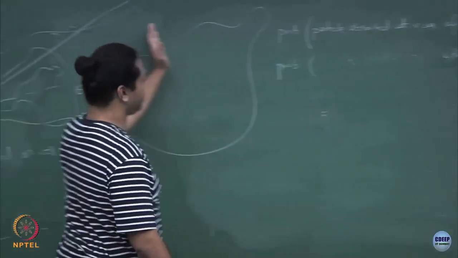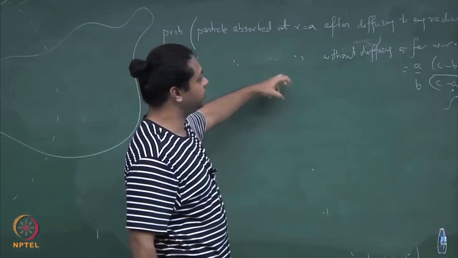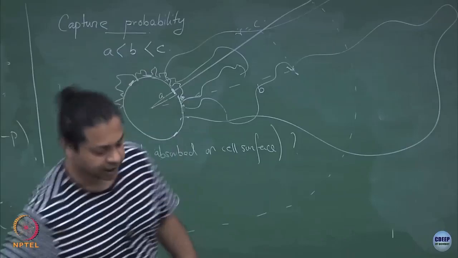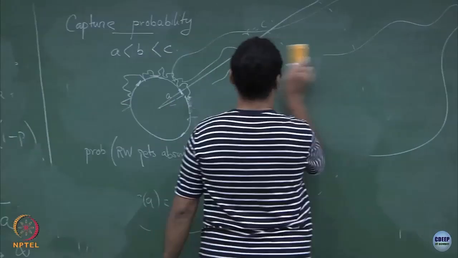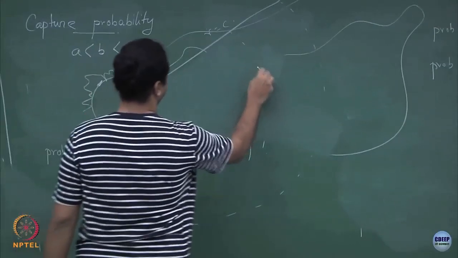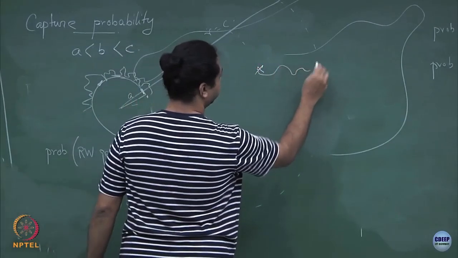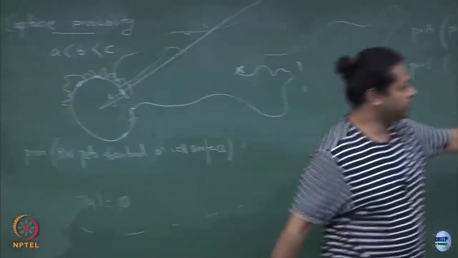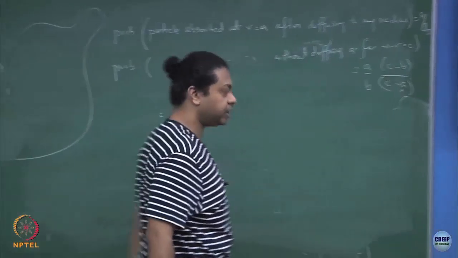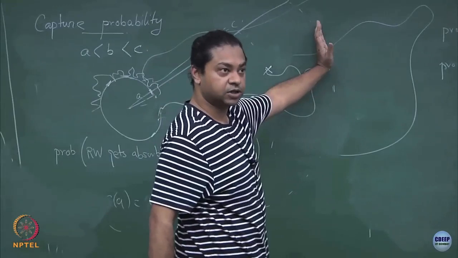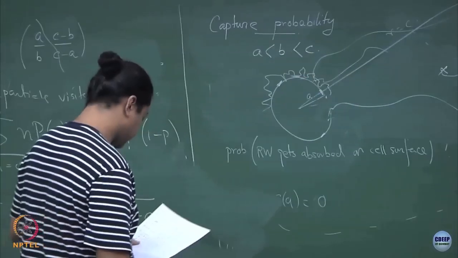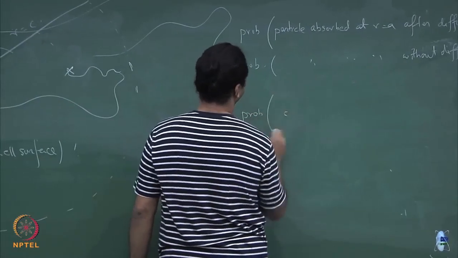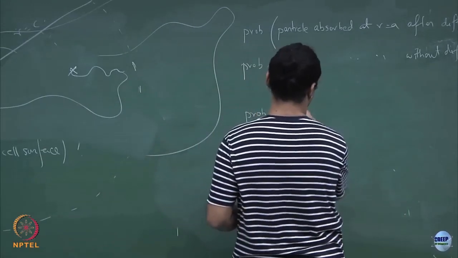On the other hand, if c was finite, then this is equivalent to the probability that it gets absorbed at r equal to a. So, it starts off, it can go up to here, but it does not hit this sphere, and then it comes back to a. That is this probability, a by b times c minus b by c minus a. It gets absorbed on the inner sphere without hitting the outer sphere, so it has not gone as far as r equal to c. So, if I wanted to calculate the probability that it is absorbed at r equal to a, this part is still the same.